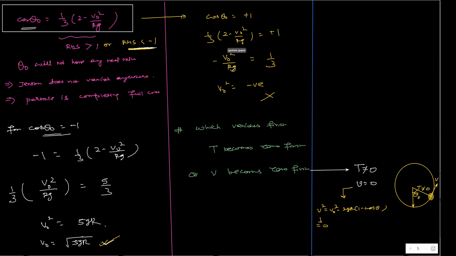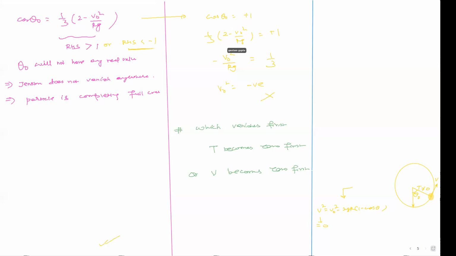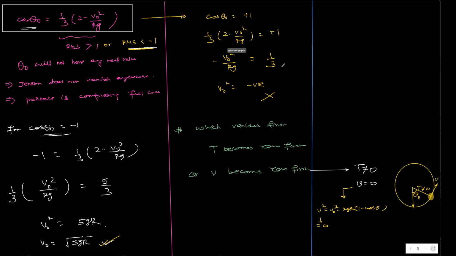The particle will stop here momentarily, and now it will come back. So it will be a pendulum kind of motion. Then it will go to the other extreme, then again it will come back like that. So this motion will be a simple pendulum kind of motion.